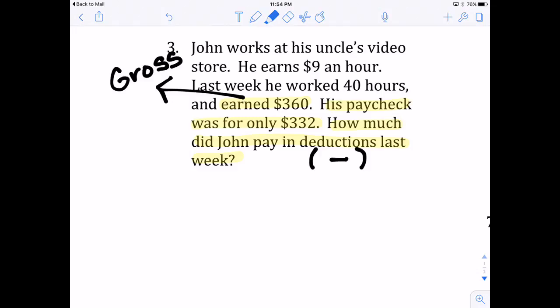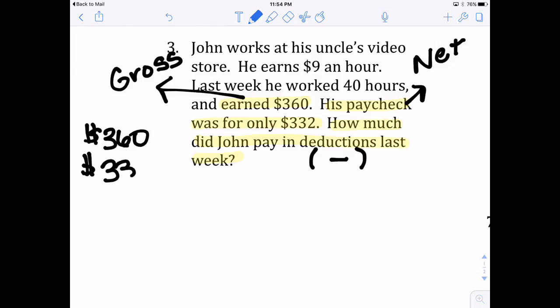When we're talking about his paycheck, most of the time we're dealing with the net pay. You get the net. That's the money you actually get to take home. So we know that we have $360. We know that our net pay is $332. What we don't know is our deductions.